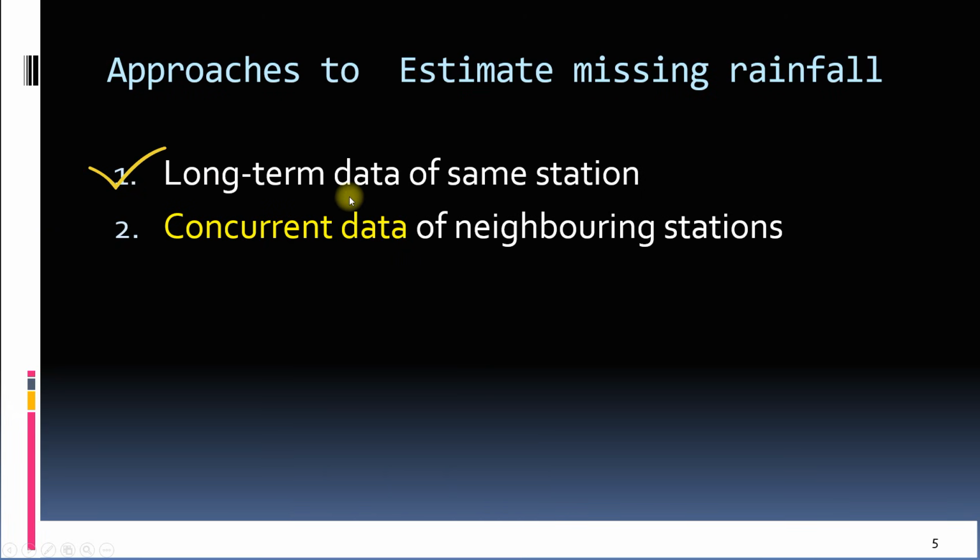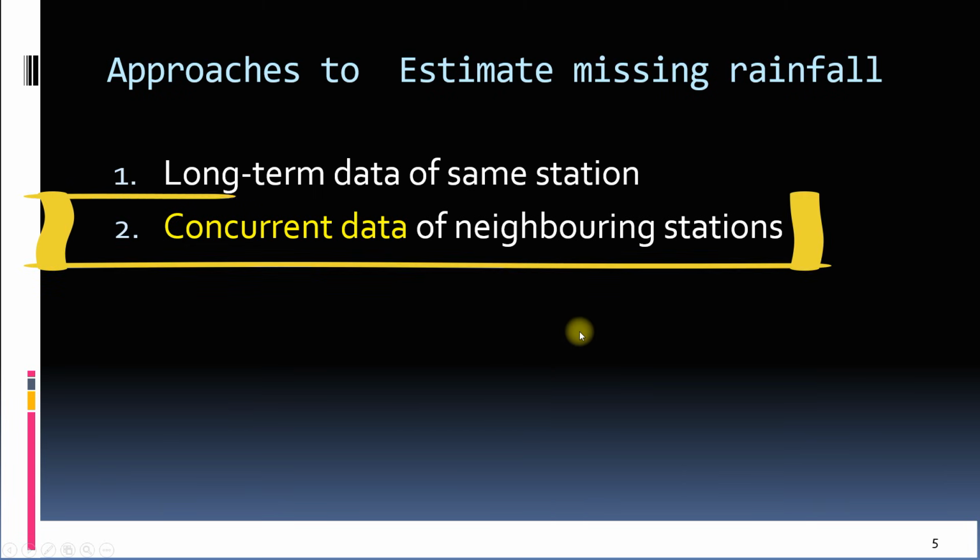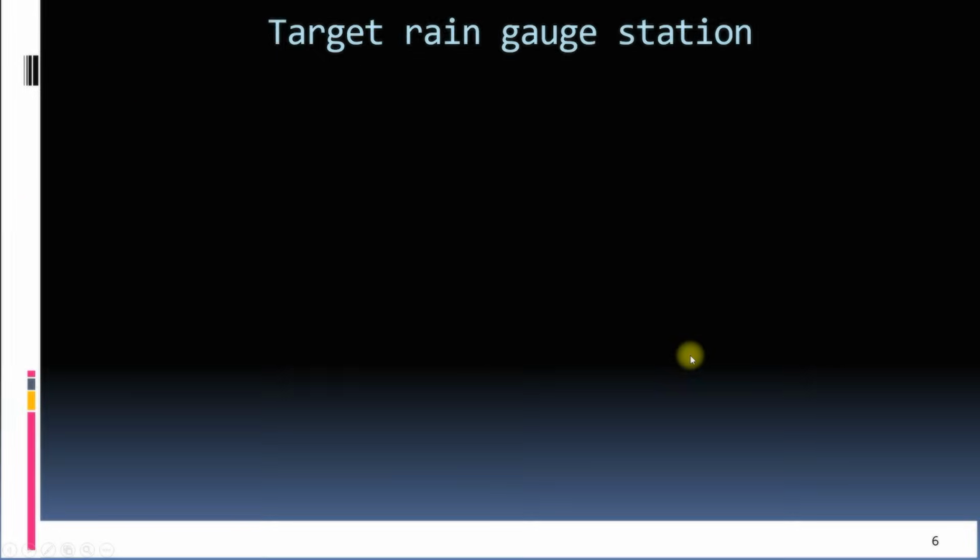1. Estimate based on use of long-term data, that is, historical data of same rain gauge. 2. Estimate based on concurrent data of neighboring rain gauge stations. In this video, we will use second technique only, that is, by using neighboring rain gauge stations. Before exploring the methods, let us define some essential terms.